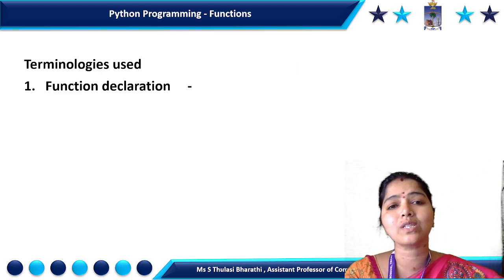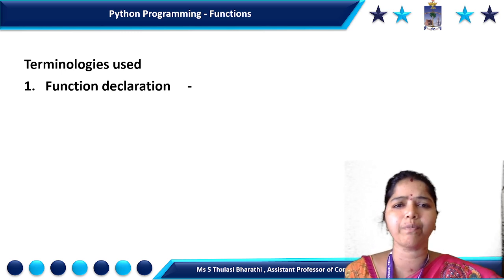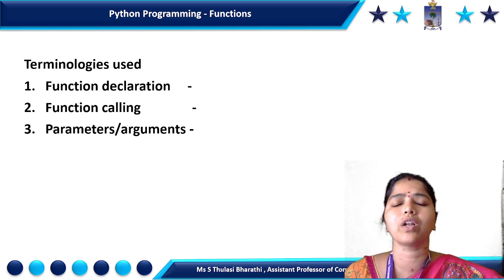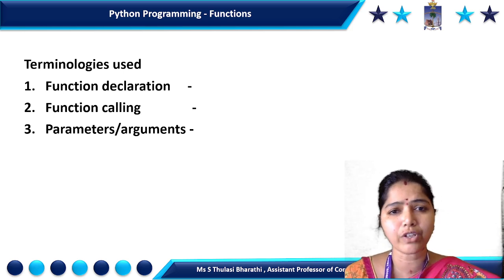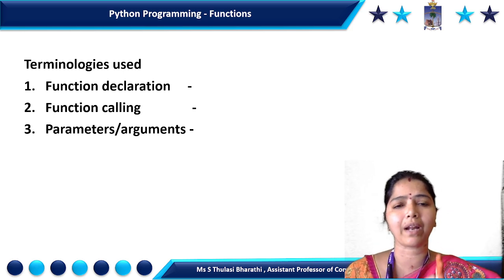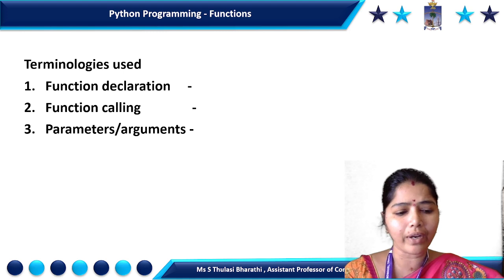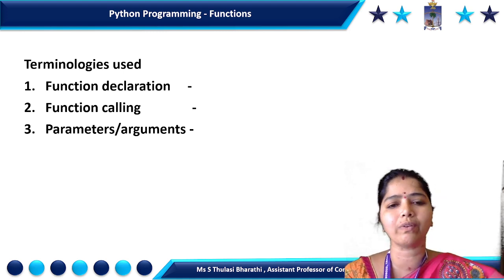The terminologies which are used in functions. Very, very important. There are 3 important terminologies that we use in functions. One, the function declaration. Another one, function calling. And the next one, the parameters and the arguments. Let's see each one with an example.